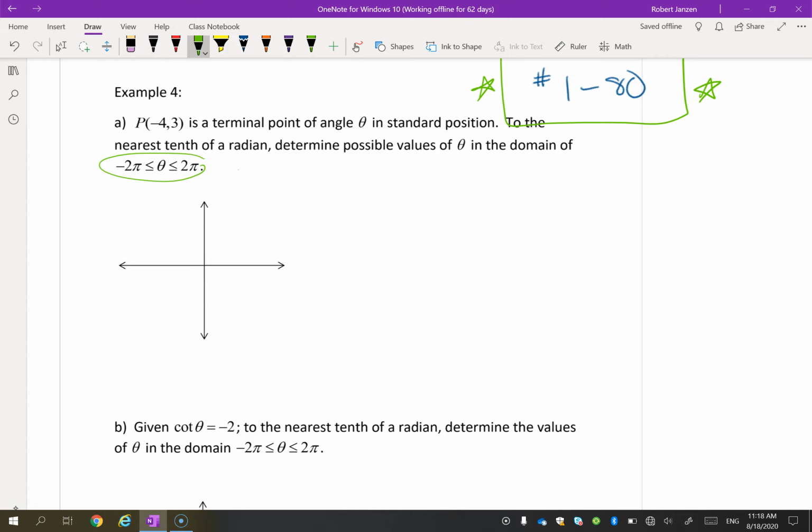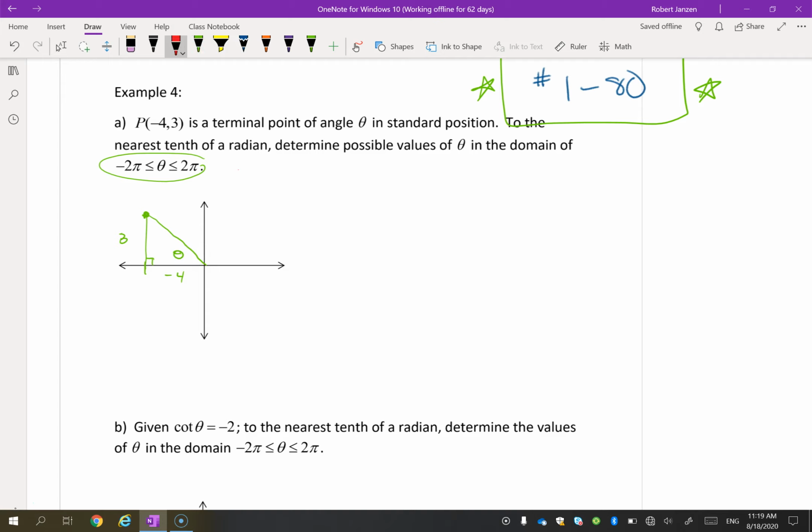It says there's a point (-4, 3), so let's draw that. Here is negative 4, and this is 3. In fact, let's turn it into a triangle. Okay, and it says that's the terminal point. What is the measure of the angle in standard position?